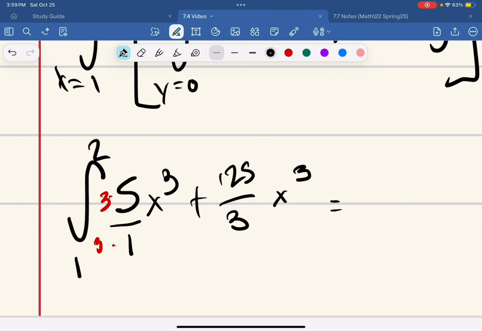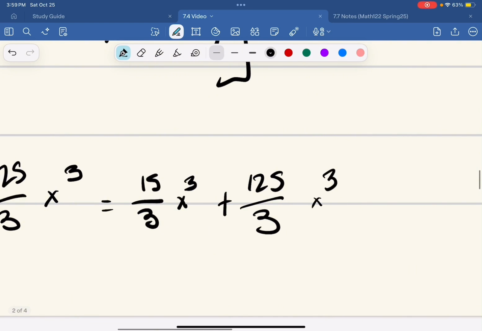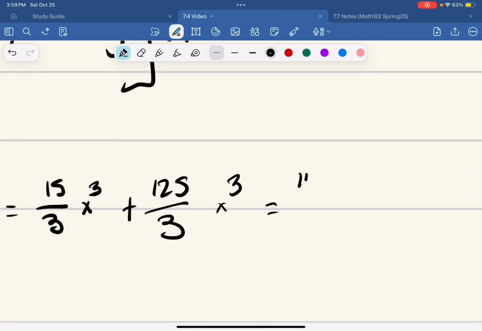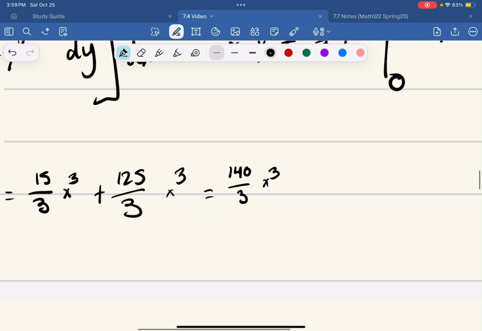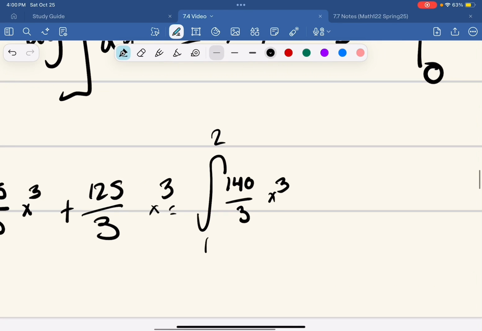So we can combine like fractions and make it easier on ourselves. With that, we get 15 over 3 x to the third plus 125 over 3 x to the third. We add that, we get 140 over 3 x to the third. So now we're solving for this integral. Boom, simplified it, and now we're just looking at one term.